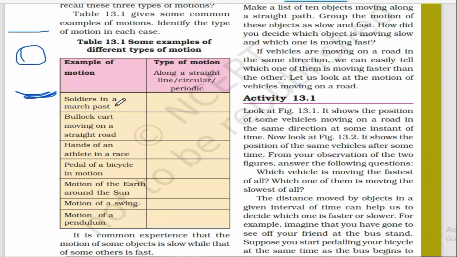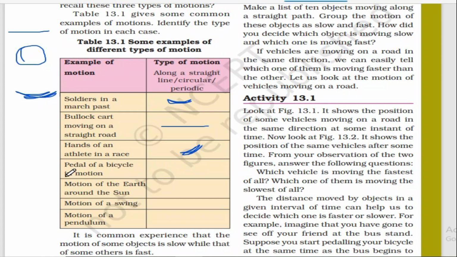Soldiers in the march past. Soldiers march like this, their hands move like this, so this is periodic motion. And a bullock cart moving on a straight road, on a straight path, so that is straight line motion. And the hand of an athlete in a race: if you run, then your hand moves like this. So this is periodic motion.